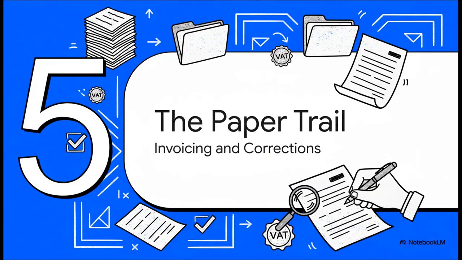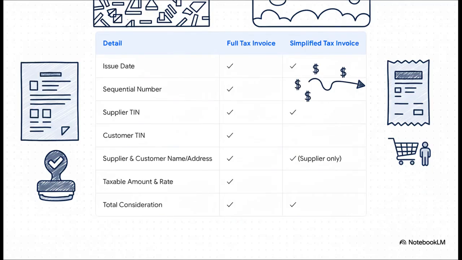Okay, we're in the home stretch. You've done the math, you've figured out your deductions, now you have to create the paper trail to prove it all. This is all about dotting your I's and crossing your T's to stay compliant. So, there are two main types of invoices you'll use. The full tax invoice is what you use for B2B transactions, and it needs a lot more detail, like your customer's tax ID. The simplified tax invoice is for when you're selling directly to a person, and it's, well, simpler. This little checklist here is a great guide for what you need on each one.